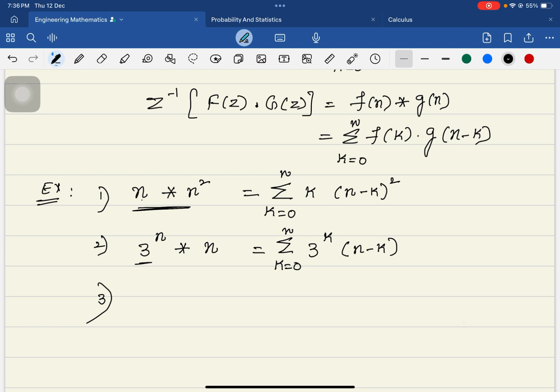Let us now have one more example: let us say minus 5 power n convolution with n square. Then you are going to write minus 5 power k times n minus k the whole square, and of course the summation goes from 0 to n. I hope you are able to understand now what is meant by convolution.